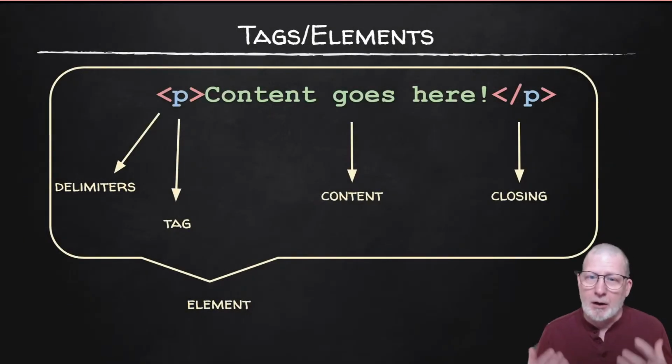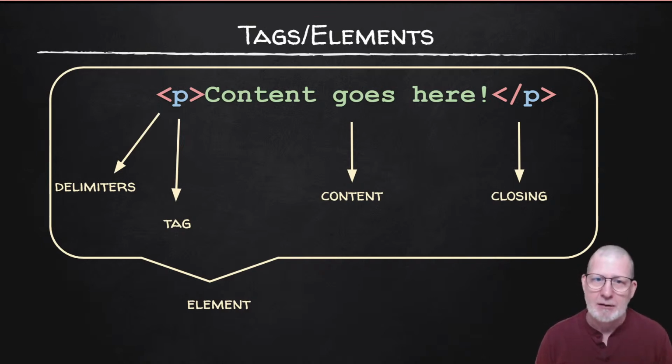Now, our content is made up of tags, and tags always have the same basic format. Each of these tags forms an element. So terminology-wise, the P, or the name of the tag, we refer to as a tag. And the element is the beginning, the end, and the content in the middle. So this is a paragraph tag that uses content goes here as its content. So the entire element is the paragraph element here.